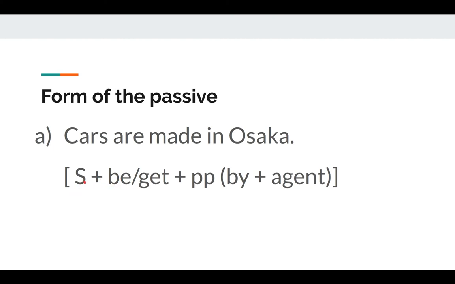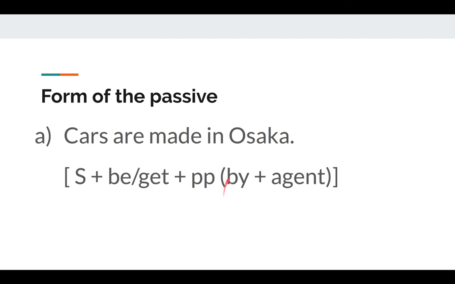So the form is the subject comes first, and then we always have a be verb or a get verb plus pp. pp means past participle of the verb. You don't need to remember the word. It's not important to remember that, but it's important to know that this form is always the same. Okay, pp doesn't change, but the be verb and the get verb will change to show the tense and the aspect, to show the time.